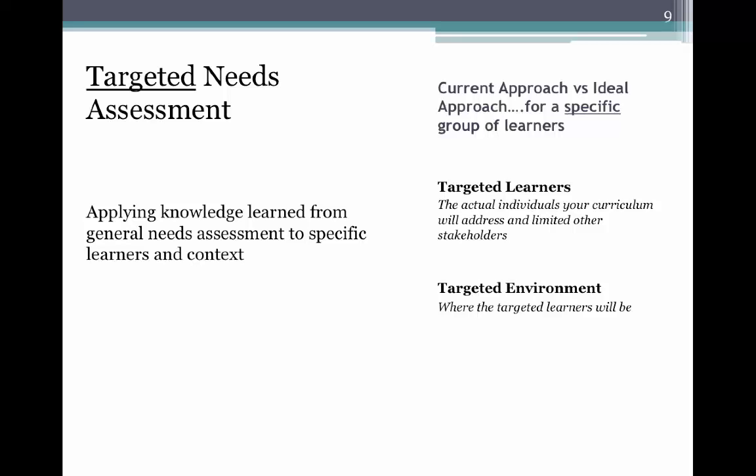This is where you can obtain the same kind of information we discussed in the general needs assessment, but again, it is very specific to the targeted learners and limited other stakeholders specific to them and their environment, for example, program directors for a residency program.